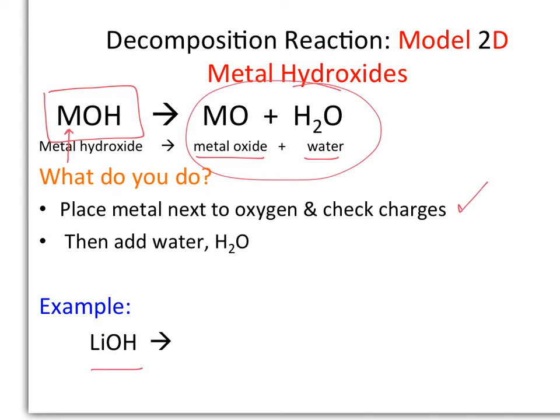So down here I recognize this is a metal hydroxide. My metal is lithium, so I'm going to put that next to the oxygen. I'm going to check my charges and do the crisscross to get the correct ratios, and then I'm just going to add H2O. All right, now I need to balance this. So I notice that I have 2 lithium on the right. So I'm going to put a 2 here. That will then give me 2 oxygen. And I have 1, and 1 is 2 oxygen, and 2 hydrogen. I have 2 hydrogen on the other side as well. And this is now balanced.